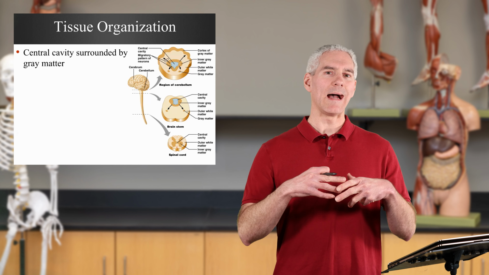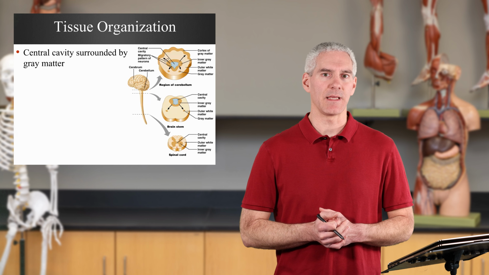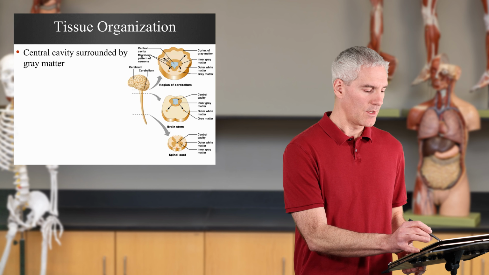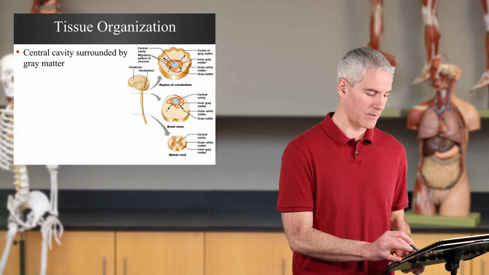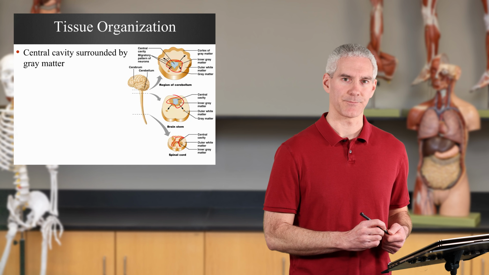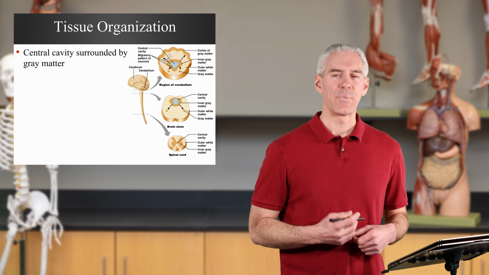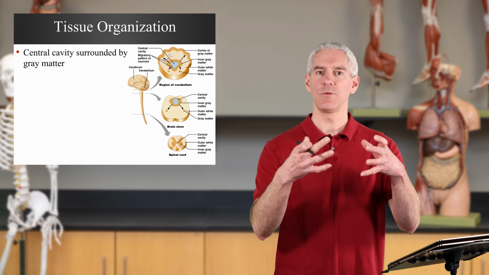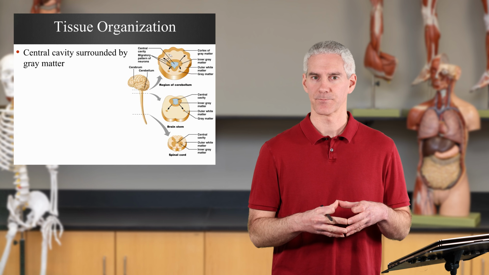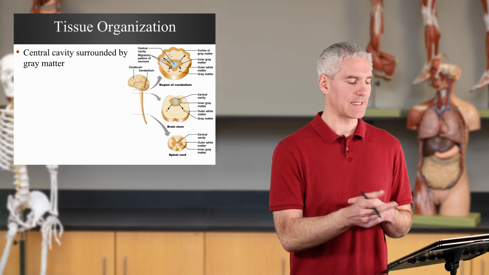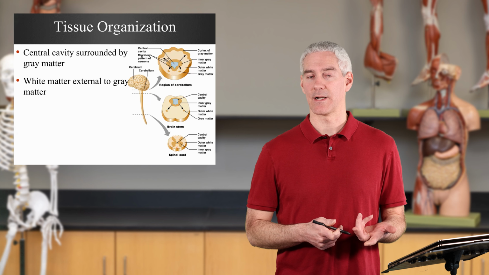But now, around that fluid-filled space is going to be gray matter. So you can kind of see right here, it's gray matter, circling around gray matter, and this one's more like a butterfly shape, is gray matter. But all that gray matter is surrounding the fluid-filled cavity, both brain and spinal cord. But now around that is going to be white matter.